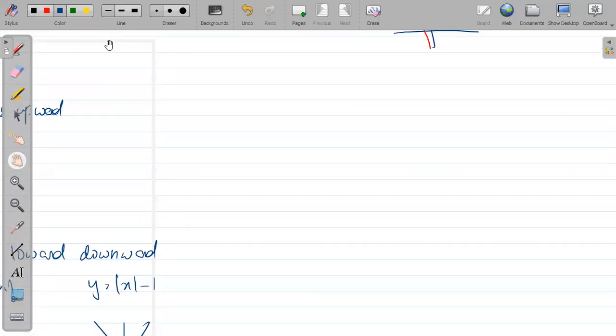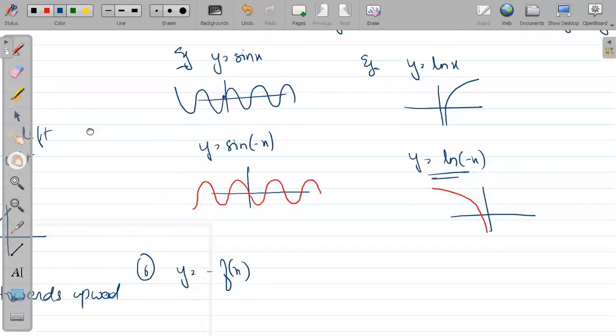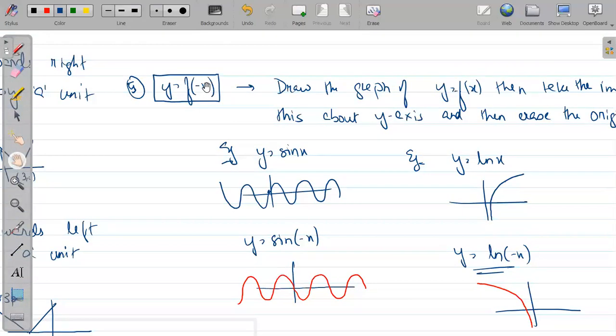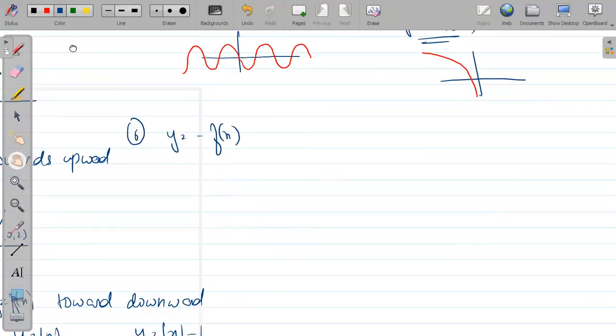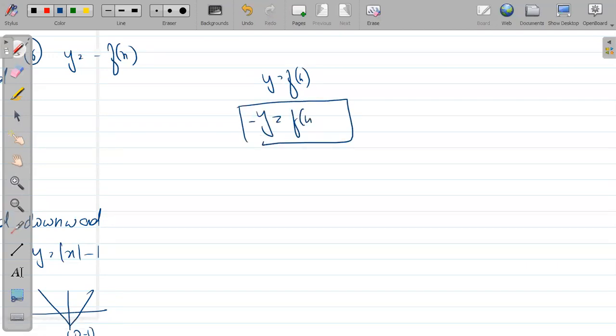Point number 6, y equal to minus of f of x. Here what we were doing actually was x replaced by minus x. And here, if you observe nicely, it is y that is replaced. The original graph is this one. If y is replaced by minus y, what will you get? Minus y equal to f of x. If you simplify it, you can write y equal to minus f of x.